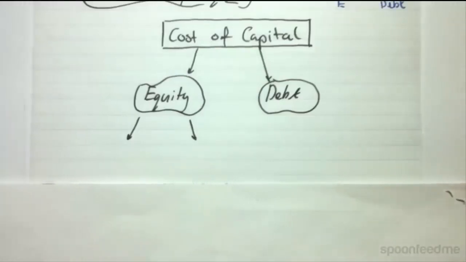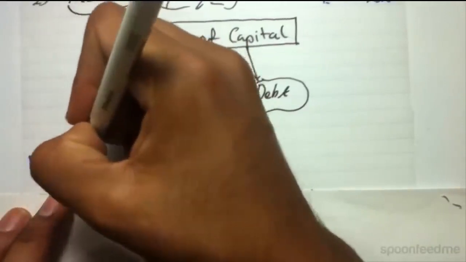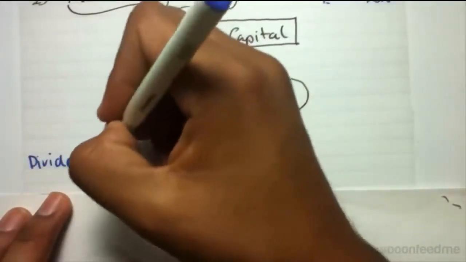So I've drawn these two arrows to tell you that there are two approaches, two ways to evaluate the cost of equity. The first is the dividend growth model.